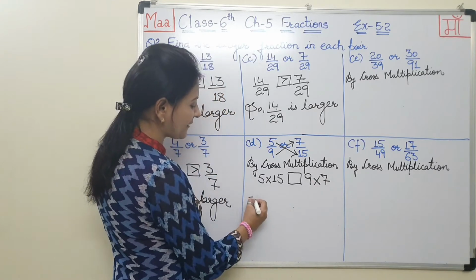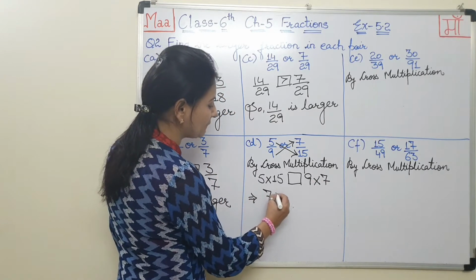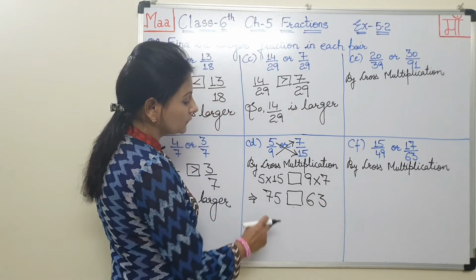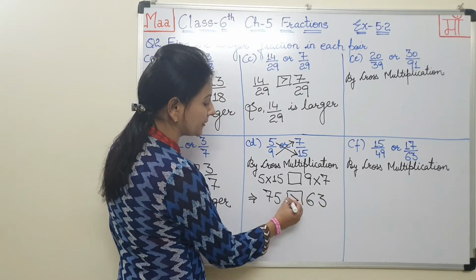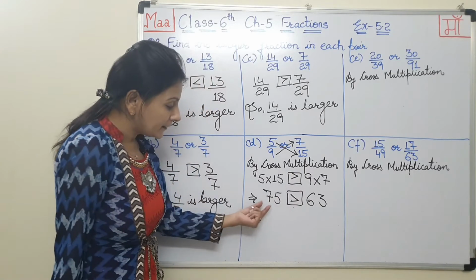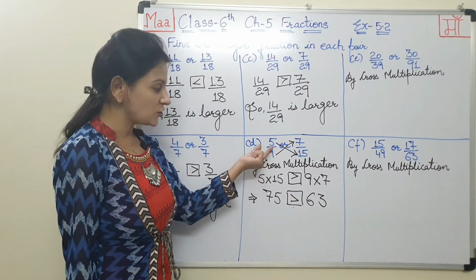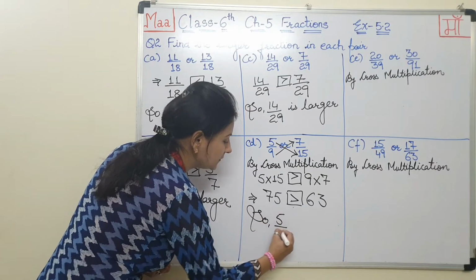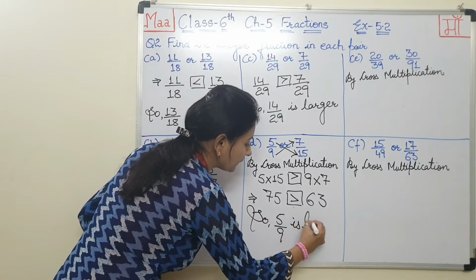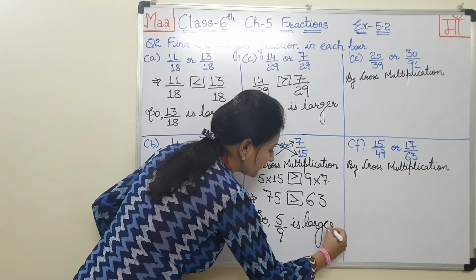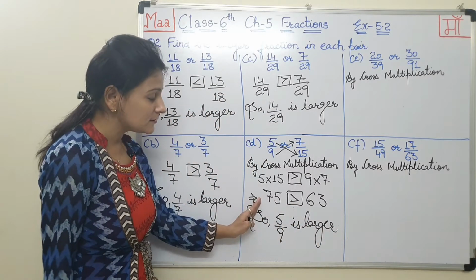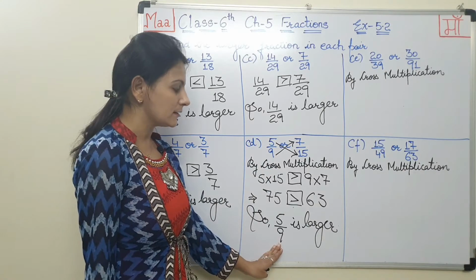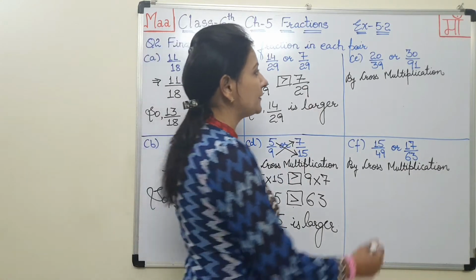So 15 5s is equals to 75 and 9 7s is equals to 63. So from 75 and 63 greater one is 75, and above 75 which fraction is there, 5 upon 9. So 5 upon 9 is larger. We have to write down the larger fraction. So the larger side is this side. So this side you can see the fraction 5 upon 9 is there. Now let us move on to part E.